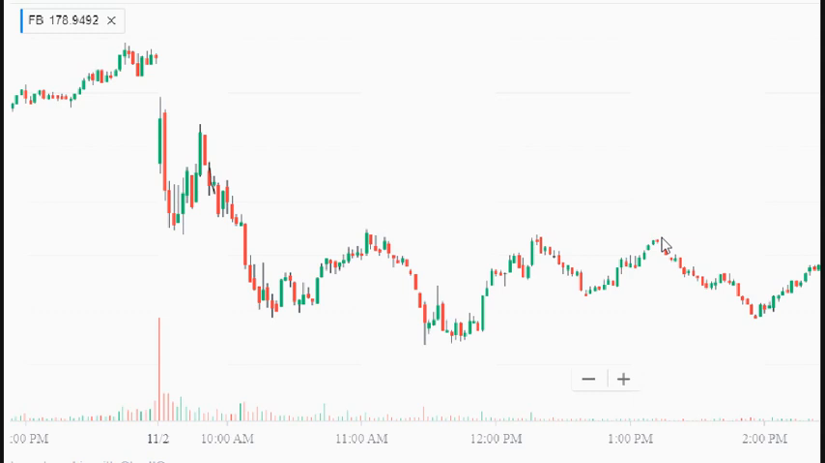But that's the basics of Elliott waves and how you can use them in intraday trading. So just keep that in mind as you trade. And we'll look at some moving averages and momentum indicators next.